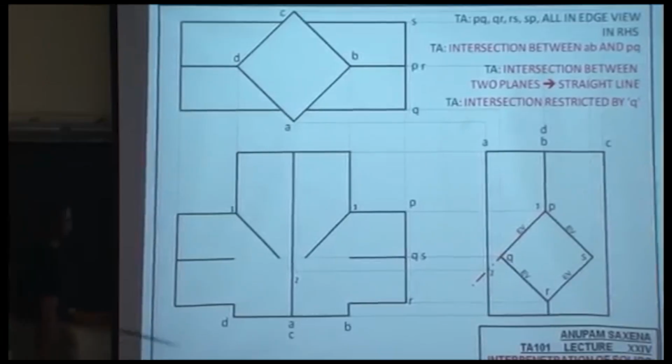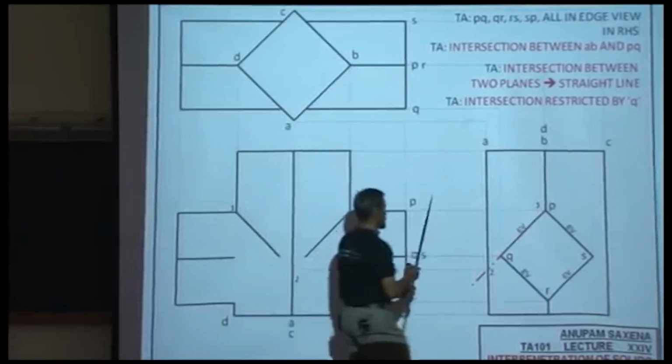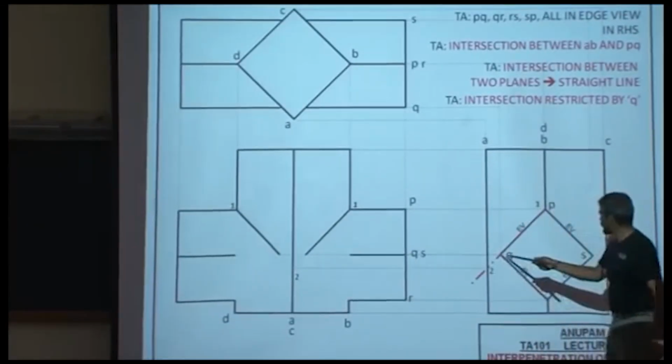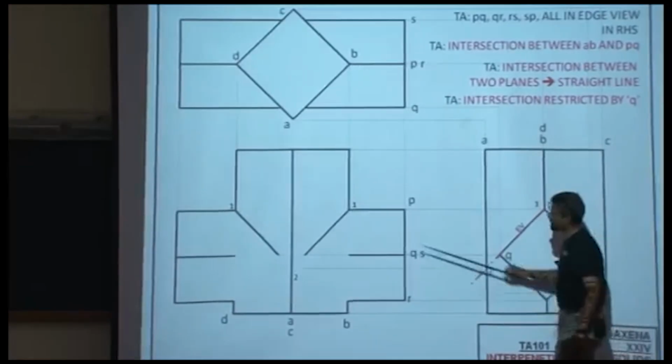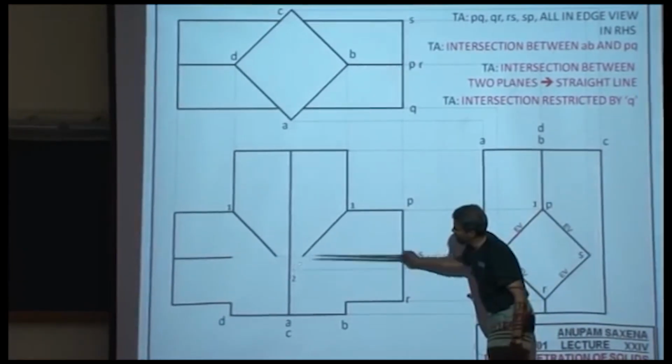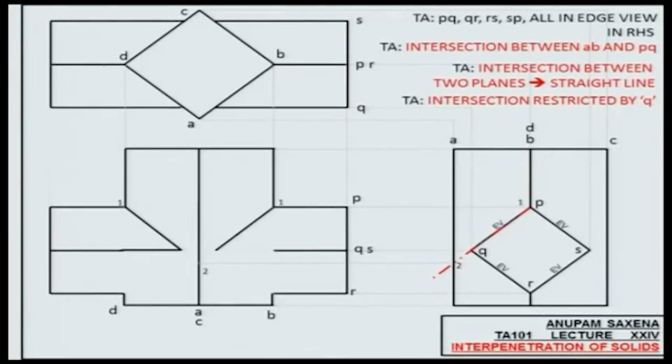Having said that, it's actually the edge Q which is going inside, which is kind of hampering this intersection from happening. Okay? So you need to extend edge Q from both sides, because edge Q is going to be visible in the front view.